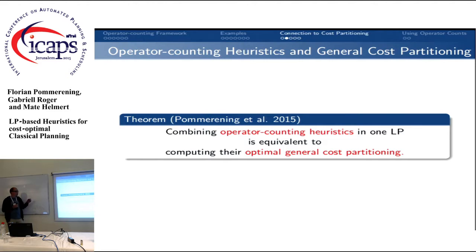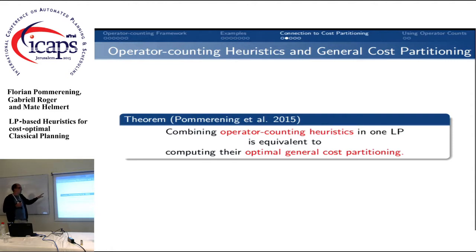So what does it mean? If you have different operator counting heuristics, each of those comes with its own set of operator counting constraints. And as I said, you can combine these operator counting constraints by just taking them all together in one large linear program and solve this linear program, optimize this linear program. And the result will dominate all of these component heuristics, might be larger.